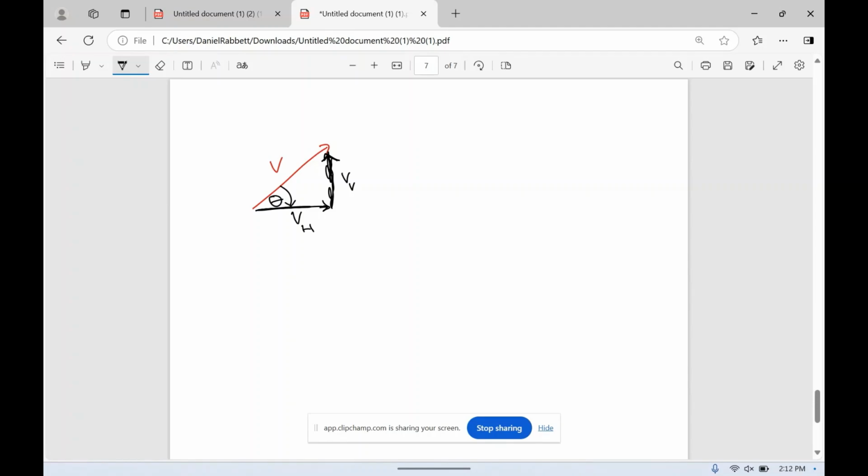Now, if I look at this, I can see pretty clearly this is a right angle triangle. If I focus firstly on VH, I can see that this is adjacent to the angle theta here, and that V is the hypotenuse. So if I were to use cosine, I'd have cos theta equals the adjacent side, which is VH, over the hypotenuse, which is V. If I rearrange that, I'm going to get VH equals V cos theta.